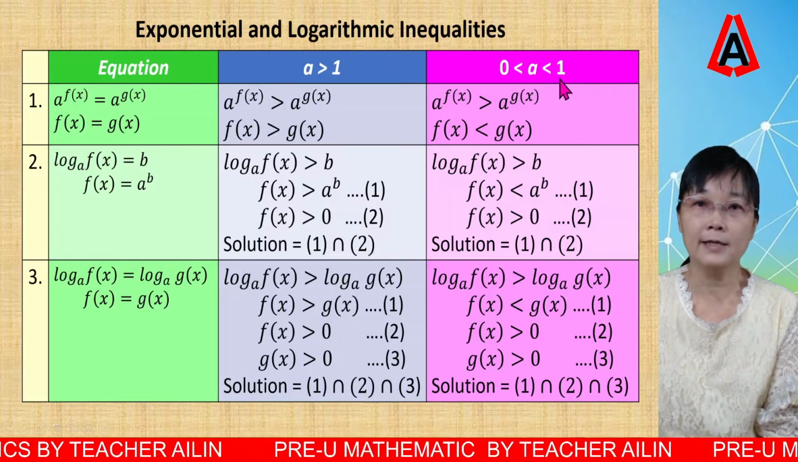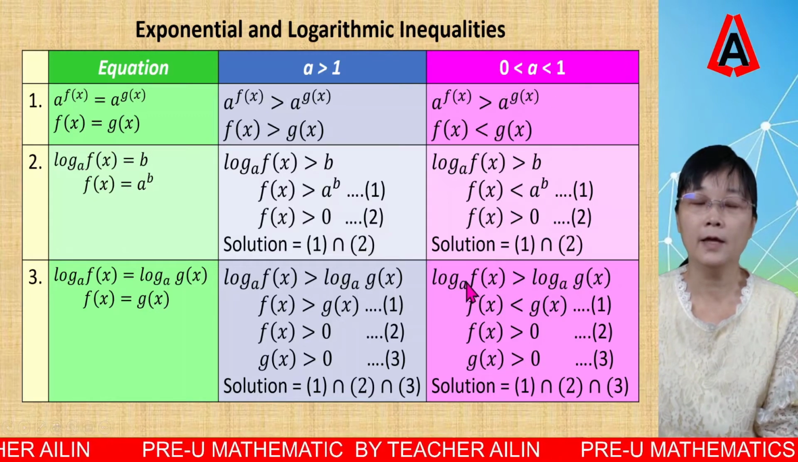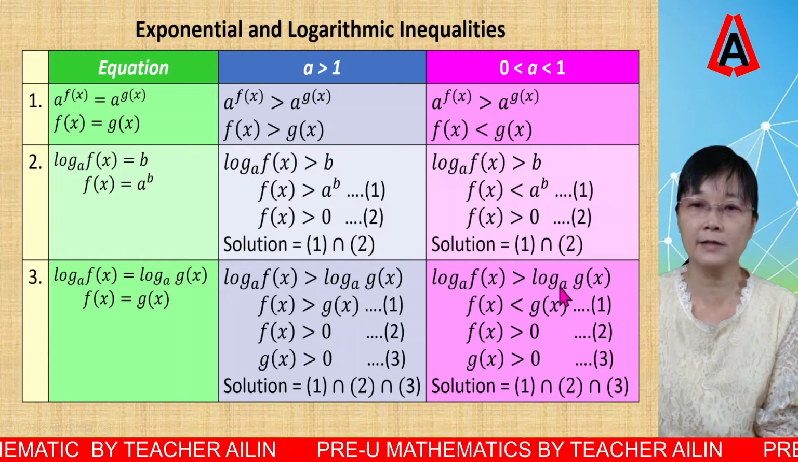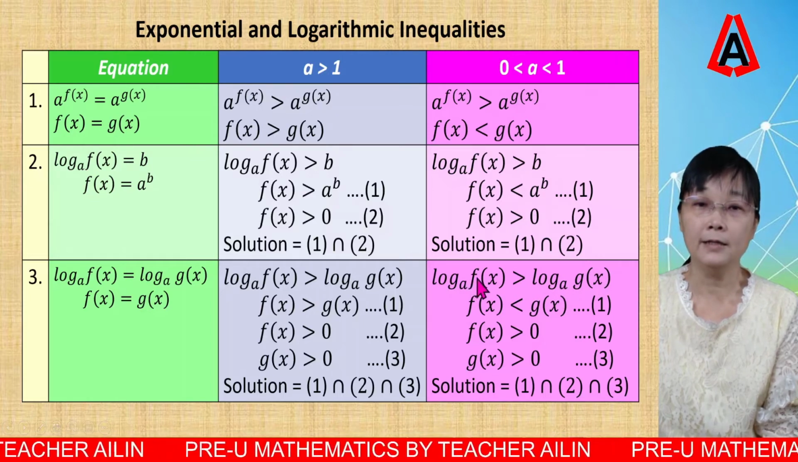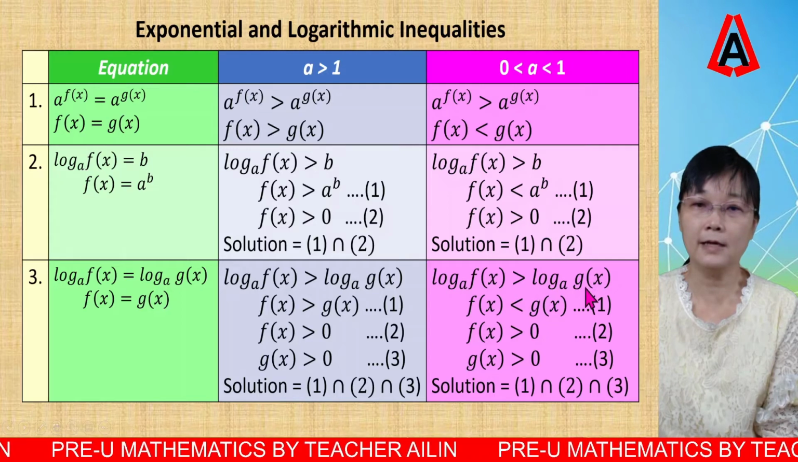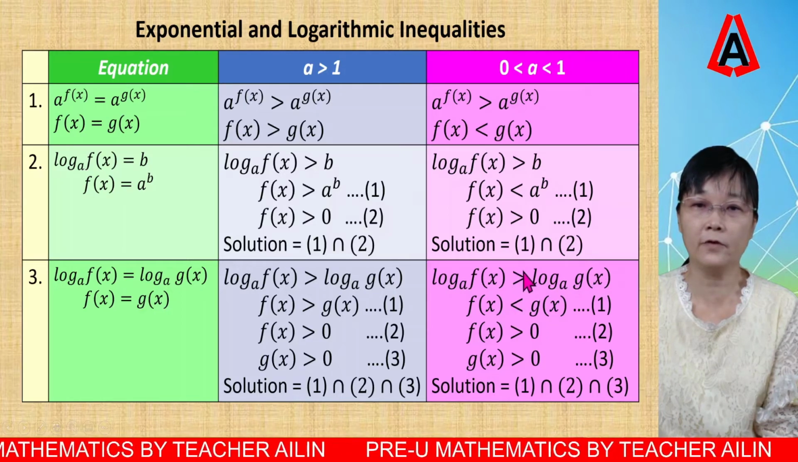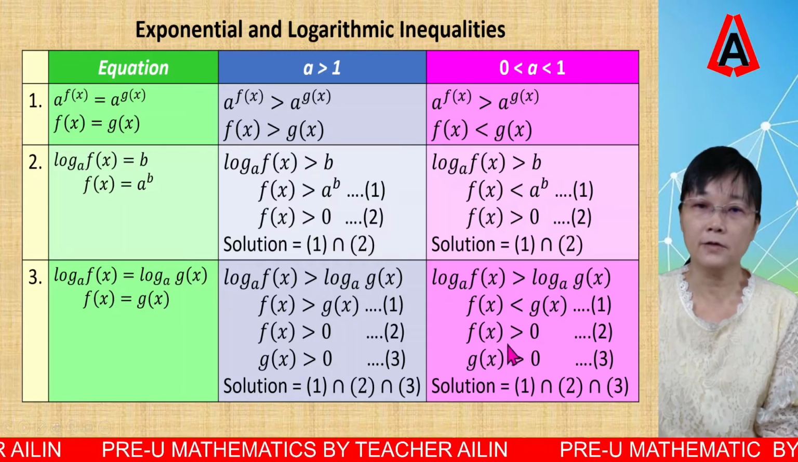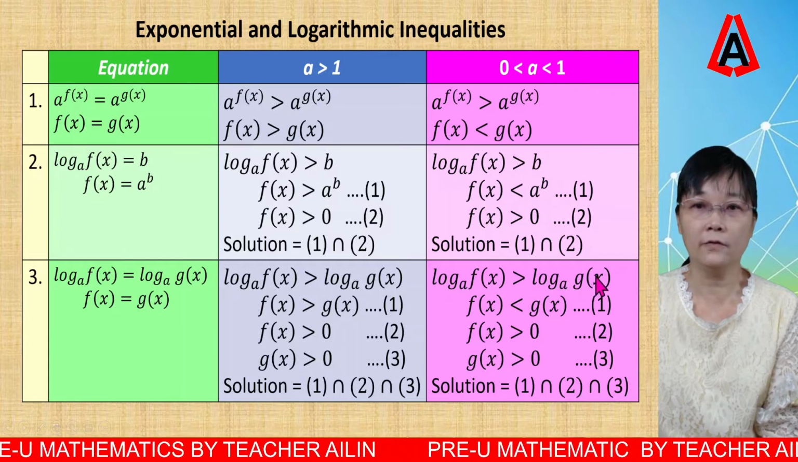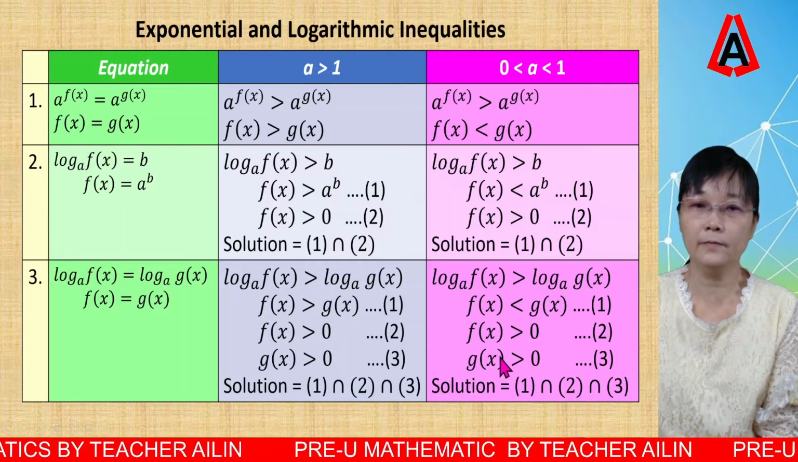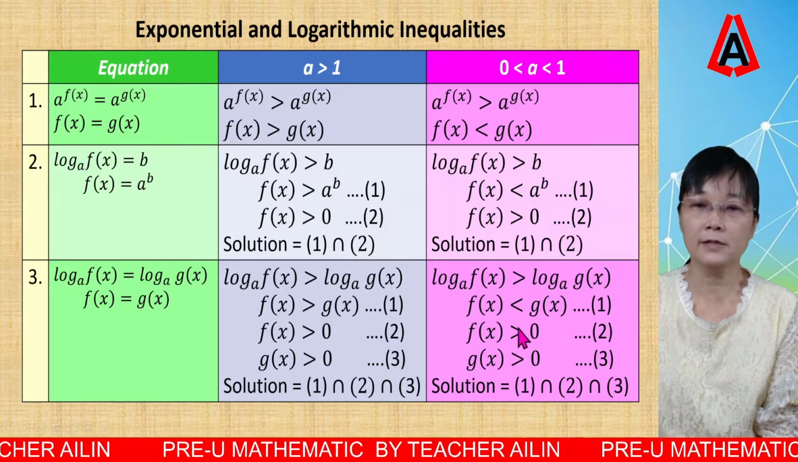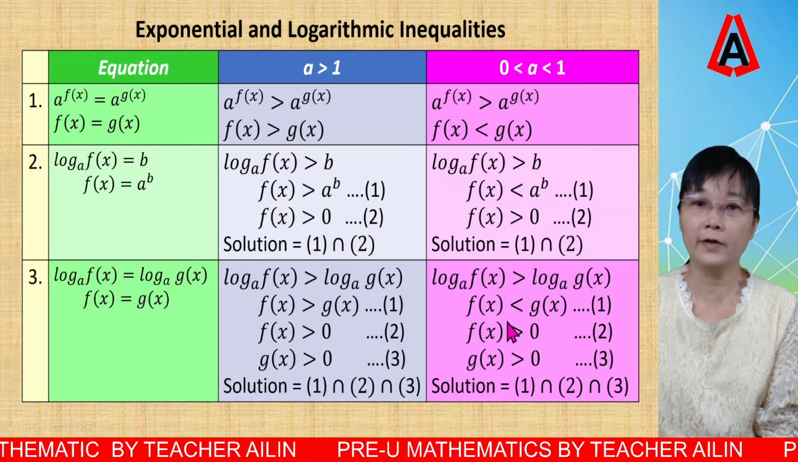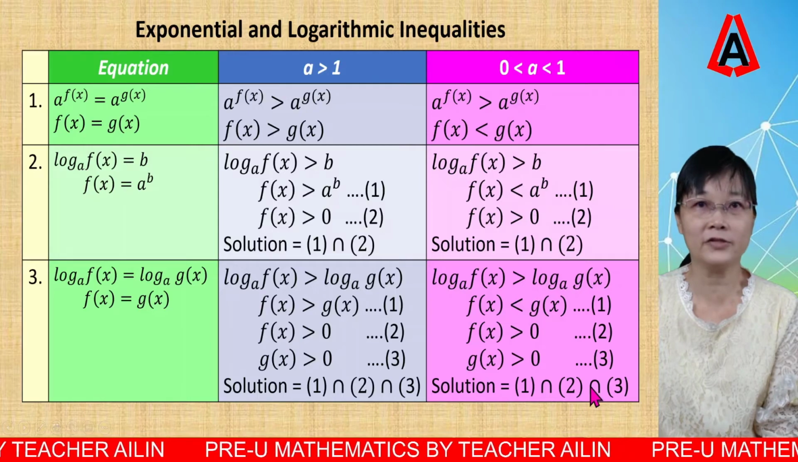Now if a is less than 1 but greater than 0, and if logarithm f of x with base a is greater than logarithm g of x with base a, then f of x should be less than g of x, which is opposite from the original inequality. Then at the same time, we still need to consider f of x and g of x under the logarithmic term, where f of x and g of x must be greater than 0. Then we combine these three ranges of values of x to get the final solution.